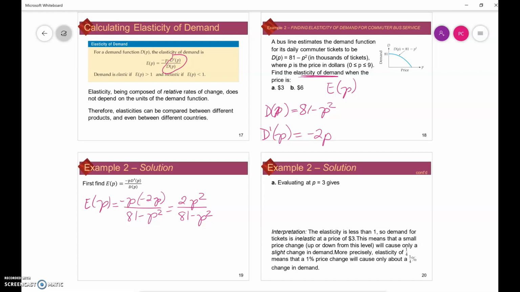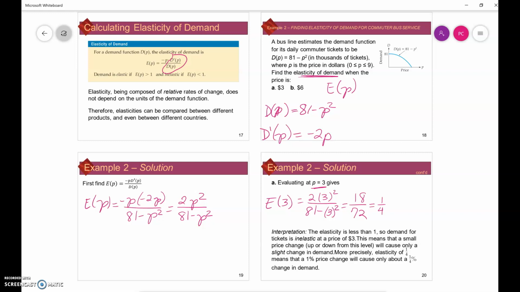So if we evaluate at p equal to 3, so E of 3, that's going to be 2 times 3 squared over 81 minus 3 squared. All right, that gives us 18 over 72. So we have 9 times 2 is 18, and 81 minus 9 is 72, which gives us 1/4.